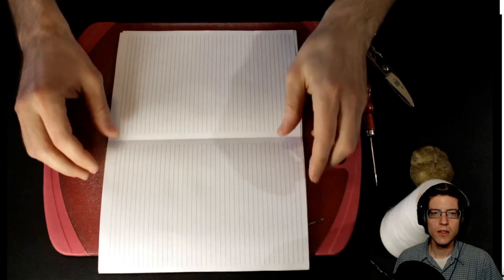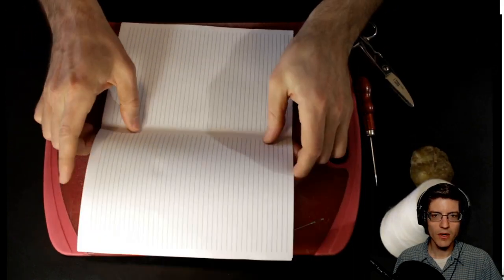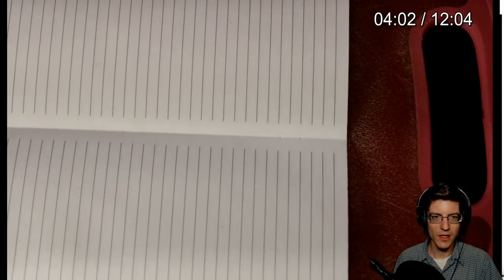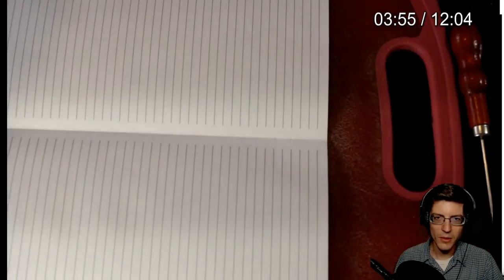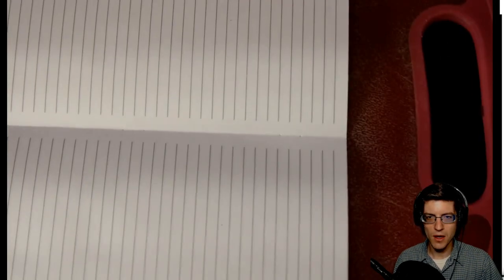I think I zoom in here. There we go. So you can see, all right, so you see the holes right there? That's about a half inch spacing between the holes, and ready for stitching.